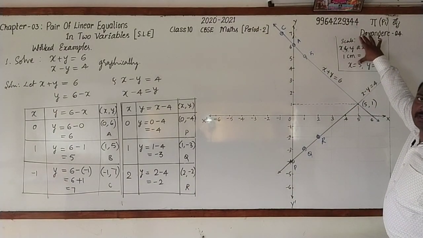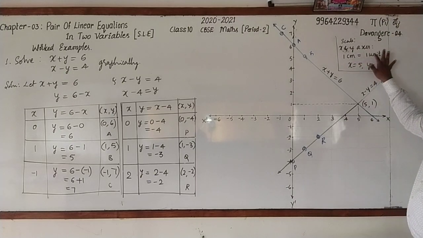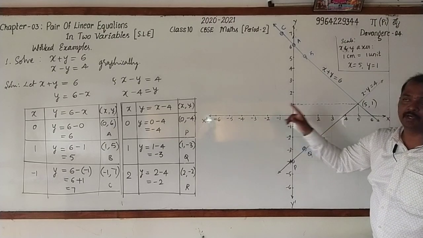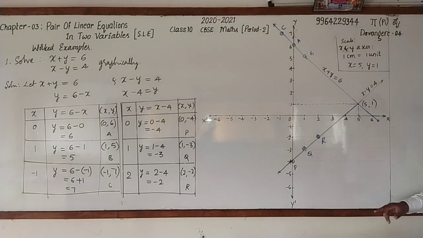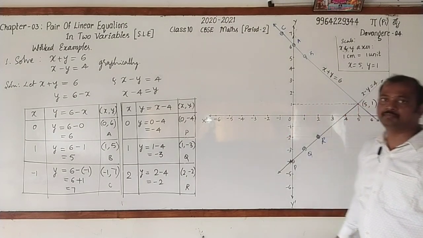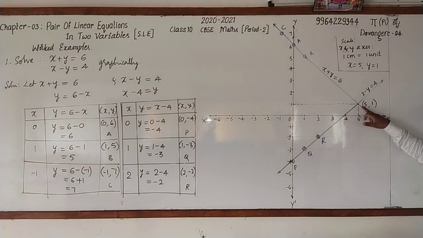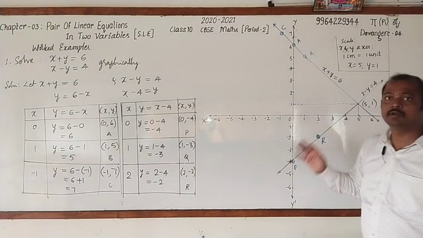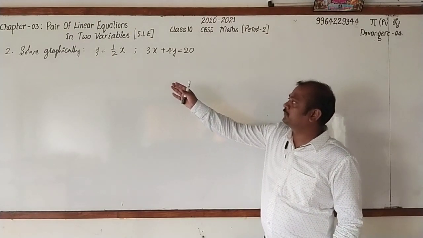Then scale should be at the top of right corner. X and y-axis, 1 centimeter equal to 1 unit. After that, you go for marking all the coordinate points. Then join them, you will get the lines. If the lines intersect at a point, only one point, then you can say that it has unique solution. And what is that unique solution? Here, coordinates of point of intersection. It is 5, 1. So where x is 5 and y is 1. Got it? It should be in the graph. That should be in your notebook. Yes, go for that. Now let's move on to second one.